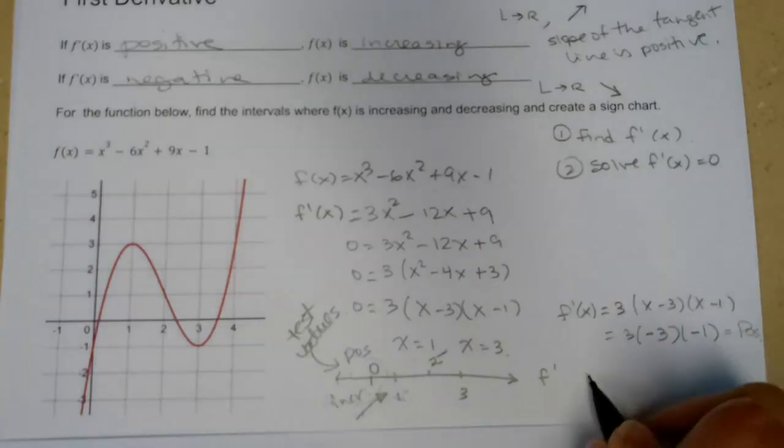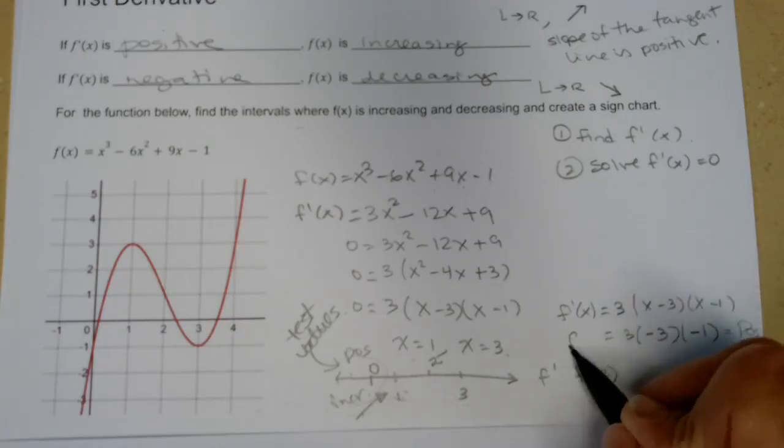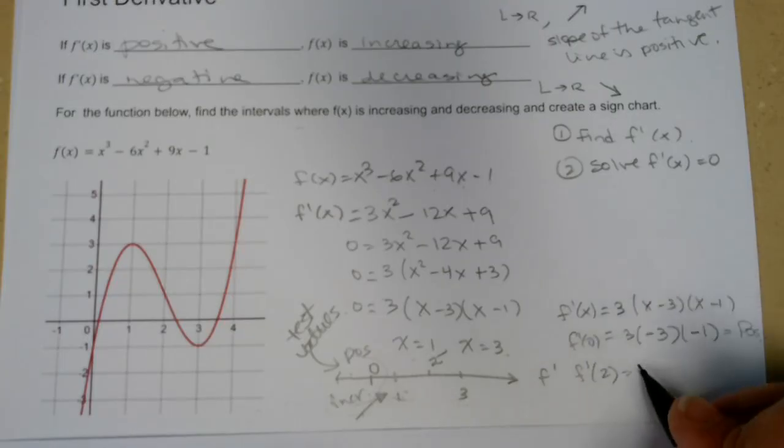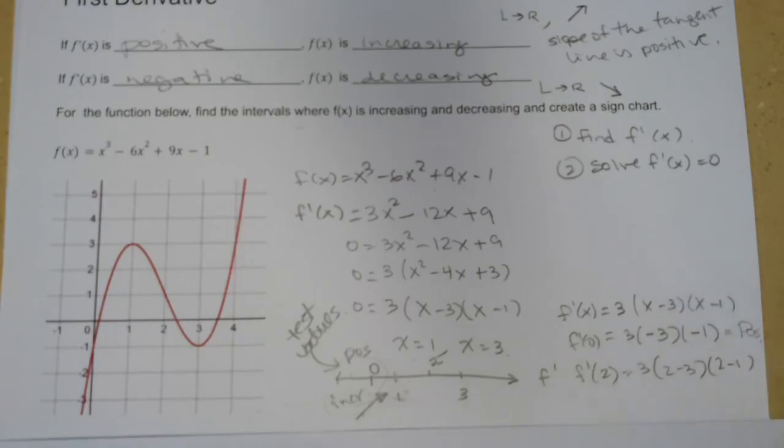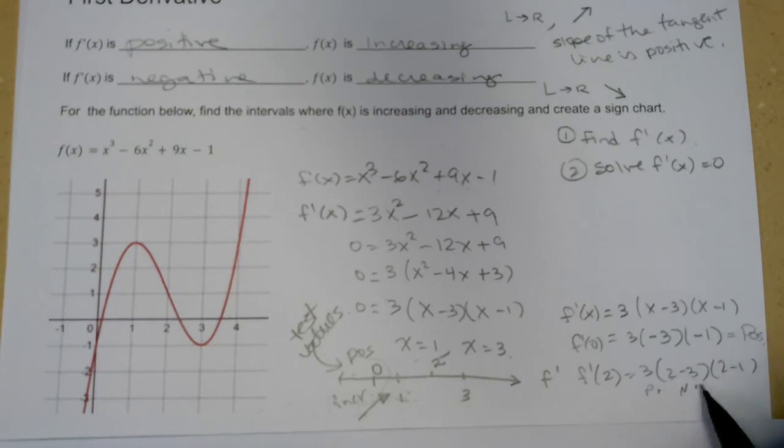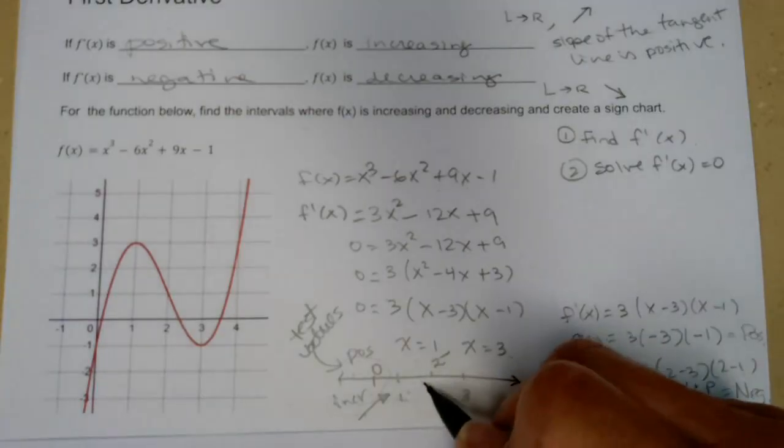I just like to keep them separate. So then f prime at 2, let's see, this was f prime of 0. So f prime of 2, I'm going to get 3 times 2 minus 3 times 2 minus 1. Okay, so I get a positive. 2 minus 3, that's a negative. 2 minus 1, that's a positive. So I have a positive times a negative times a positive. That results in a negative number, right? Again, I don't care about the value. I just care if it's positive or negative because that tells me if it's increasing or decreasing. So negative means decreasing.